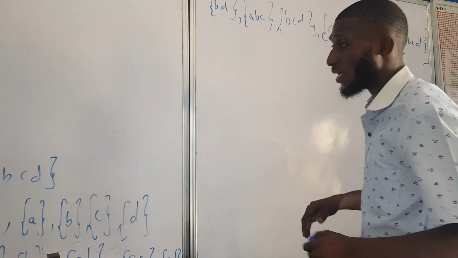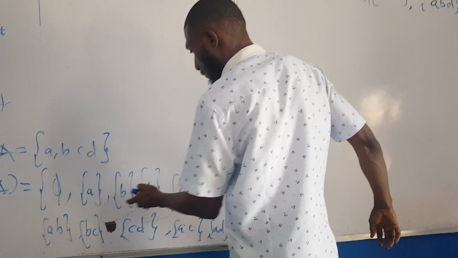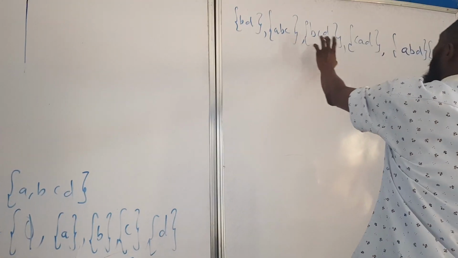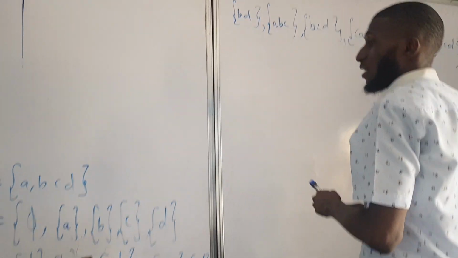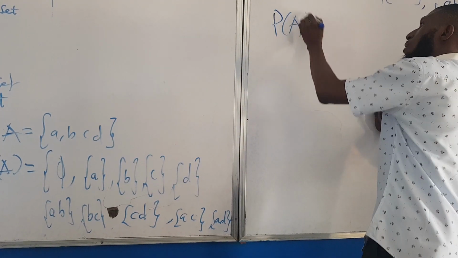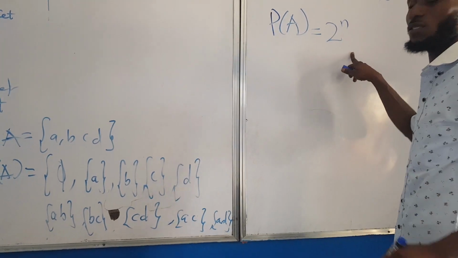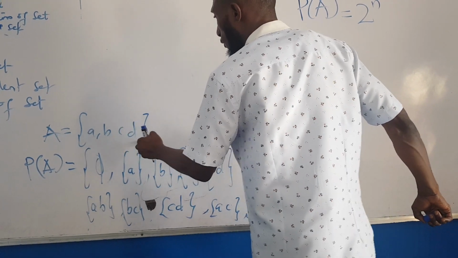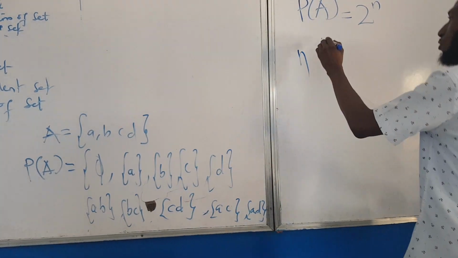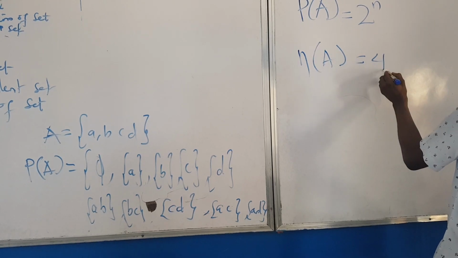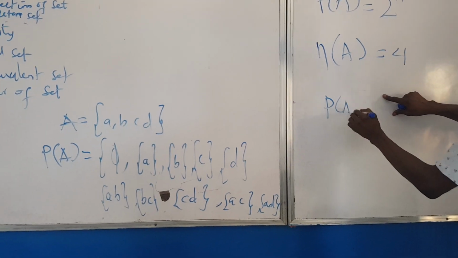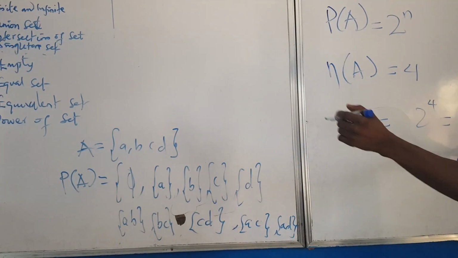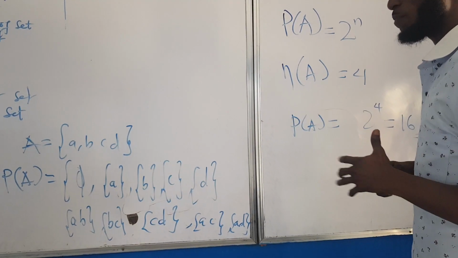If you count the number here now, it should be 16. We have 1, 2, 3, 4, 5, 6, 7, 8, 9, 10, 11, 12, 13, 14, 15, and 16. And that's the reason why the formula for the power of set is 2 raised to the power of the number of elements in the set. How many elements do we have here? 1, 2, 3, 4. The number of elements of A is denoted by n of A, which is 4. Then the power of A equals 2 raised to the power 4, which is 16. And that's the power of set A.